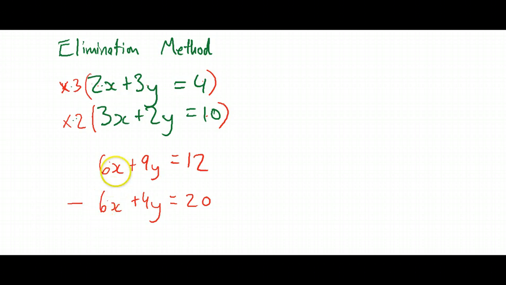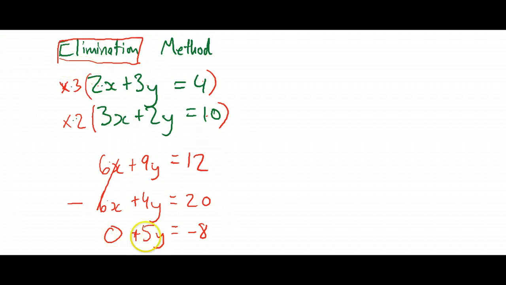6x minus 6x cancels out, so now we've got 0 there. 9y minus 4y equals 5y, and 12 minus 20 equals negative 8. So now we've got a new equation with no x's. We've eliminated the x's. That was the whole idea of the elimination method. We've just got the y, and we can solve it now.